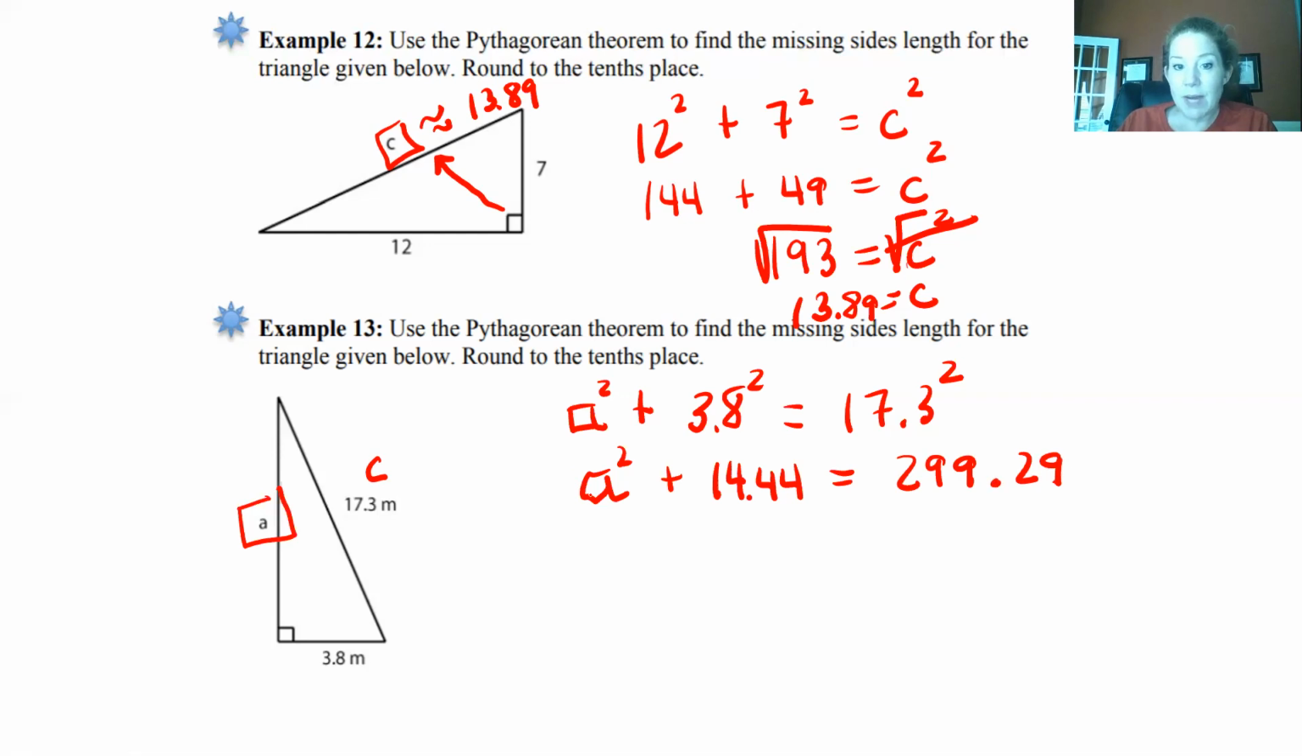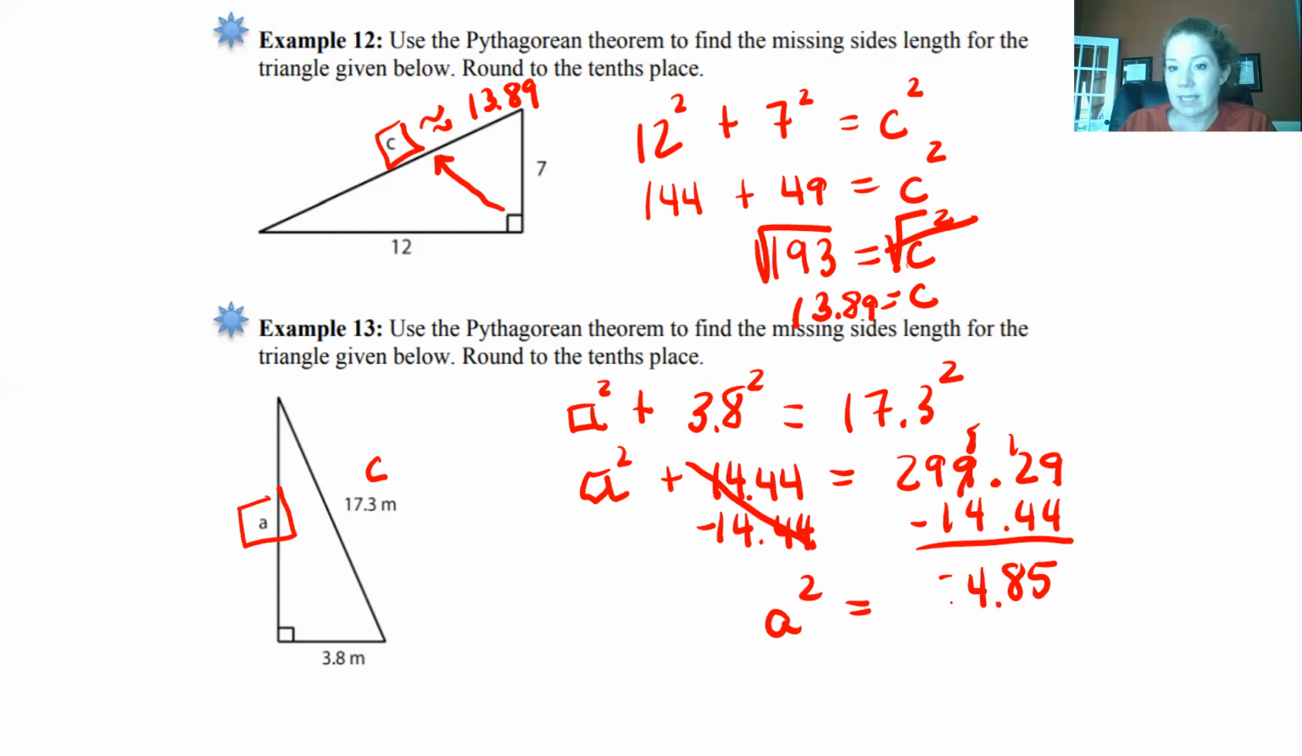299.29. Now we want A by itself, so how do we get rid of plus 14.44? Well, the opposite of adding is subtracting. So we're going to subtract 14.44 from both sides. That goes away. A squared is equal to 58482. Now that's not what A equals, that's what A squared equals. So how do we get rid of A squared? Well, the opposite of squaring a number is finding the square root. So those cancel each other out.